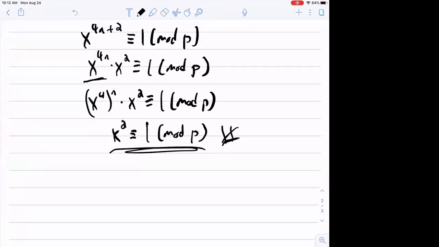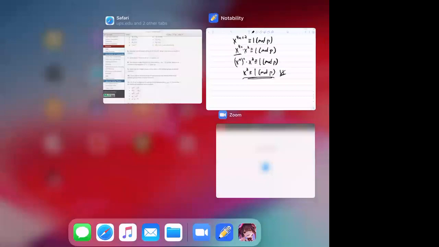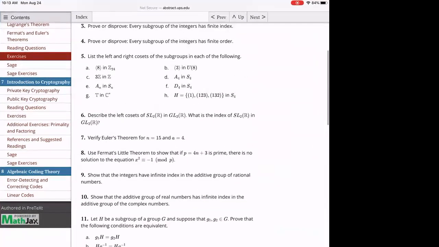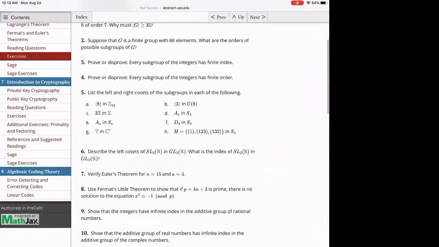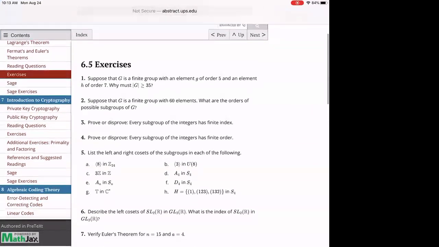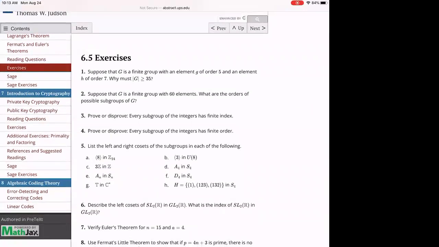So this is just an application of, what do I call it? Yeah, an application of Fermat's theorem. So we'll do some problems on cosets later, but let's move on. Let's do maybe Lagrange. Let's do problem 1, the easy one.